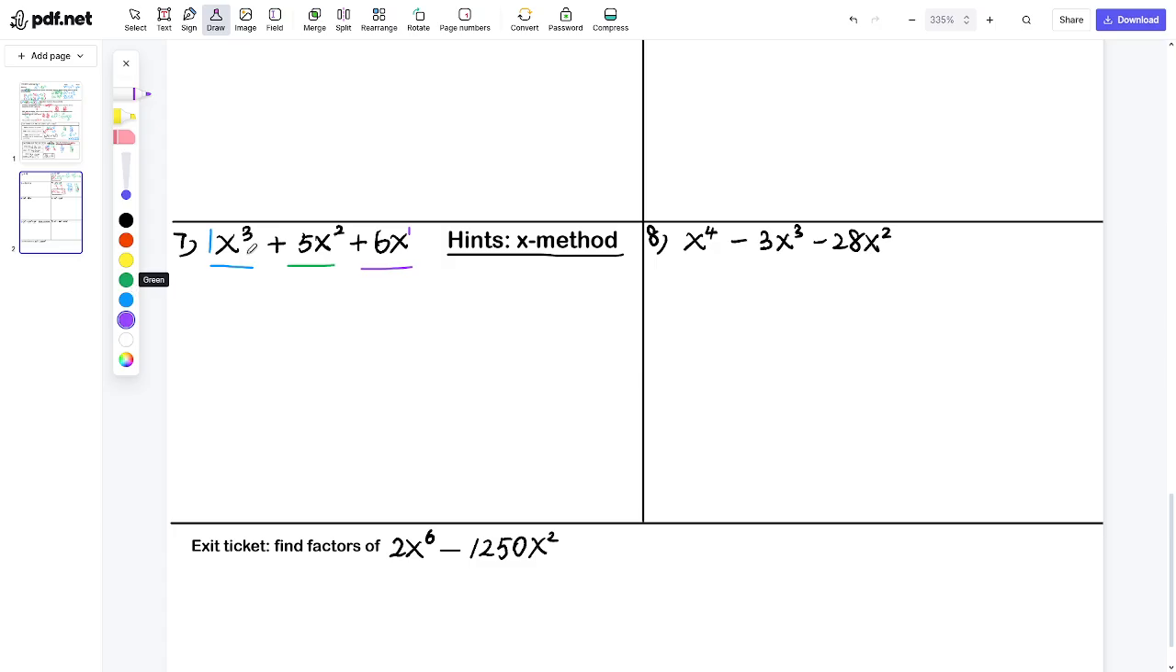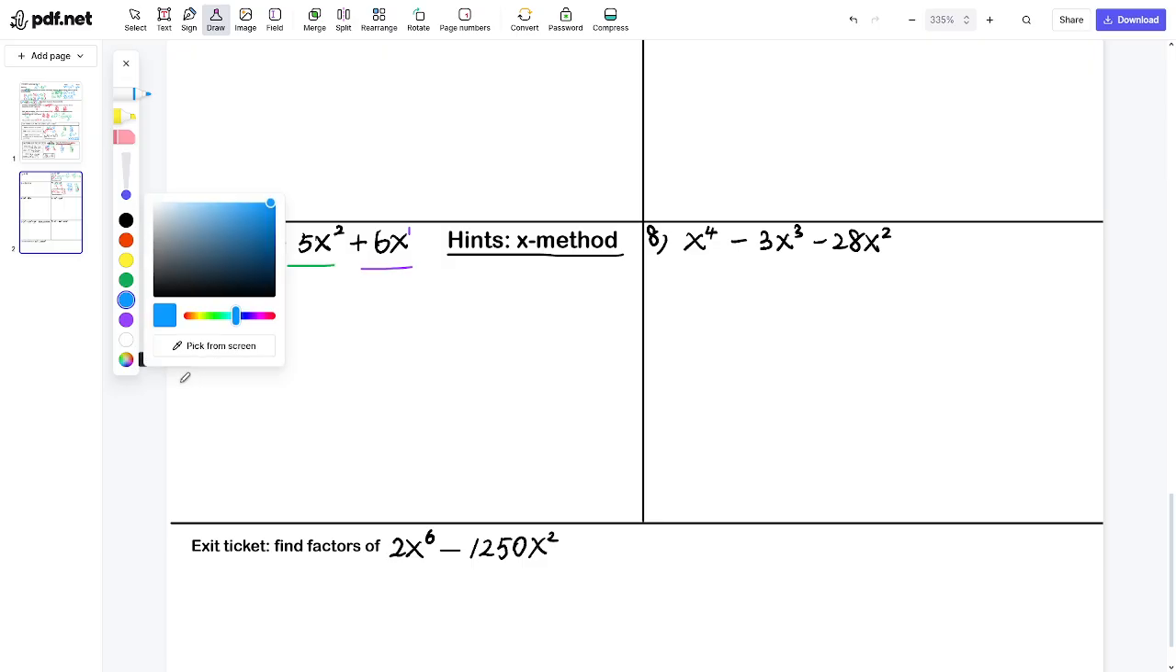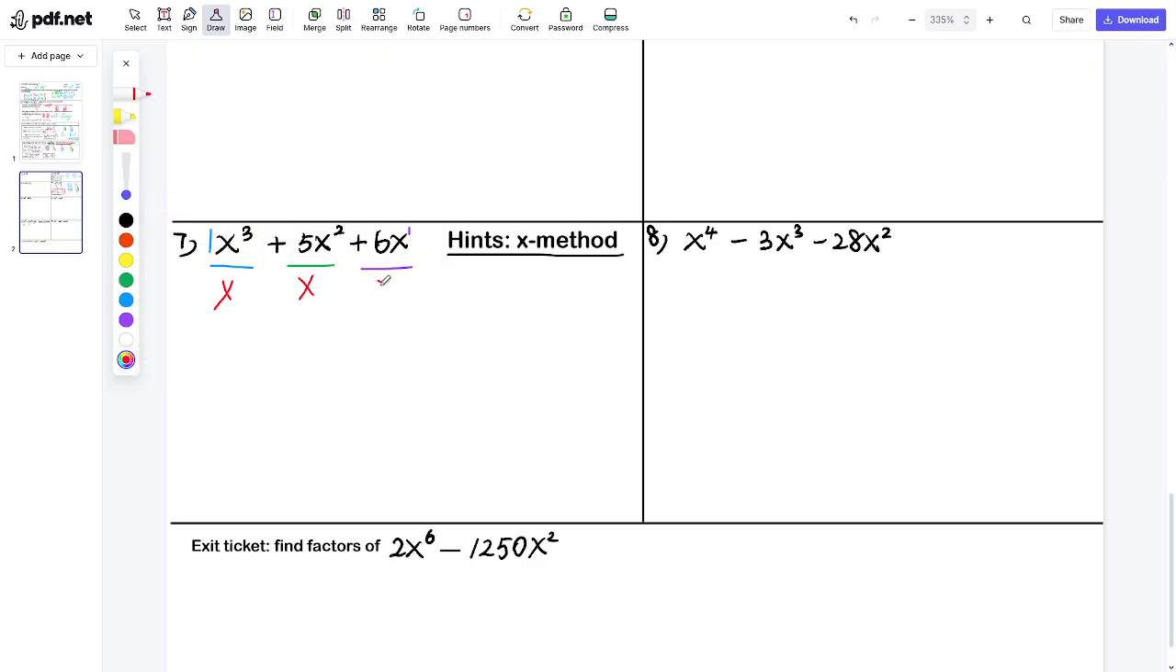So out of all 3 of these, we are going to divide by x. I'm just going to go red in here. There we go. Divide by x in each of these. So we're taking this x out. We are now going to just divide each of them by x. So it's x cubed divided by x. Well, that's x squared. What's 5x squared divided by x? Well, that is positive 5x without the squared. And 6x divided by x is just 6.